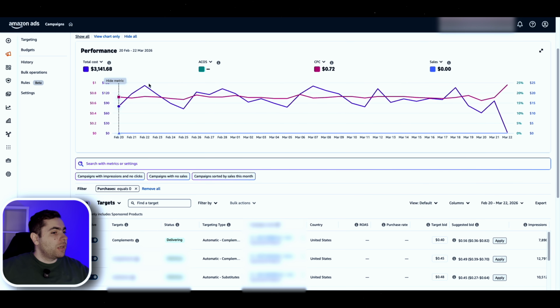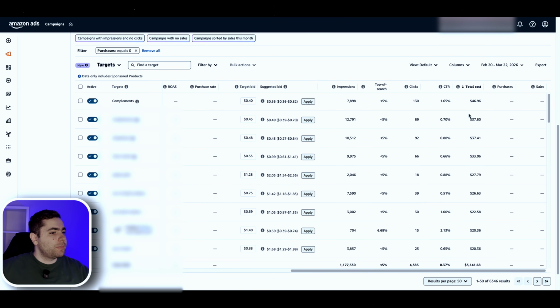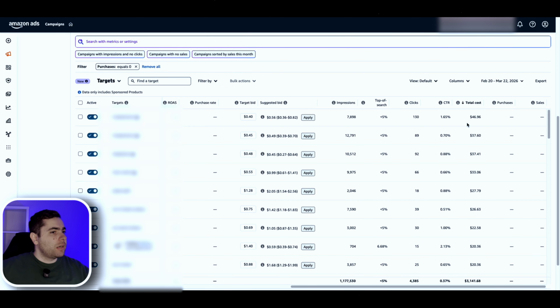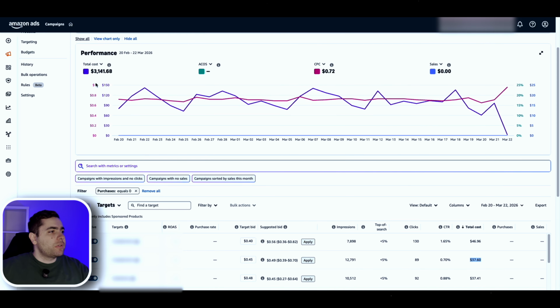Most of the spend has no purchases. Let's filter by spend. You can see that the highest spending target that has no purchases for the last 30 days is $46, which is not too much. I know that for this account the average product cost is much higher, around $80-90. So this can be acceptable for this specific case, but maybe the PPC specialist launched too many new campaigns or too many new products, and that's why we have that high of a percentage of campaigns and targets without orders.